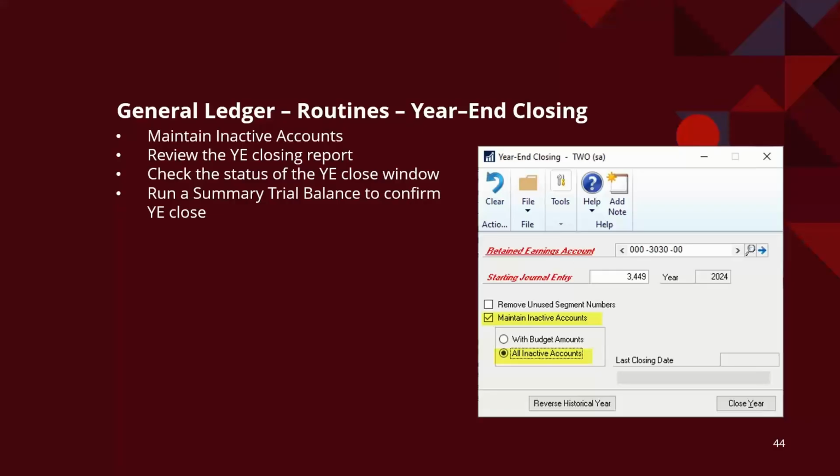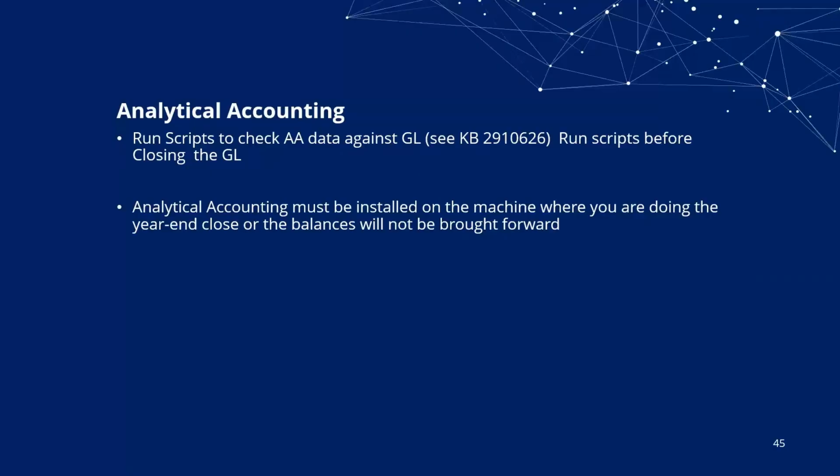So going over the general ledger routines for year-end closing, here's a screenshot of the year-end close window. It has some options in here to maintain inactive accounts, review the year-end closing report, and check the status in the year-end close window. It does have a status bar there now that you can see when it's done. And then run the summary trial balance to confirm that year-end was closed and all the accounts were updated correctly.